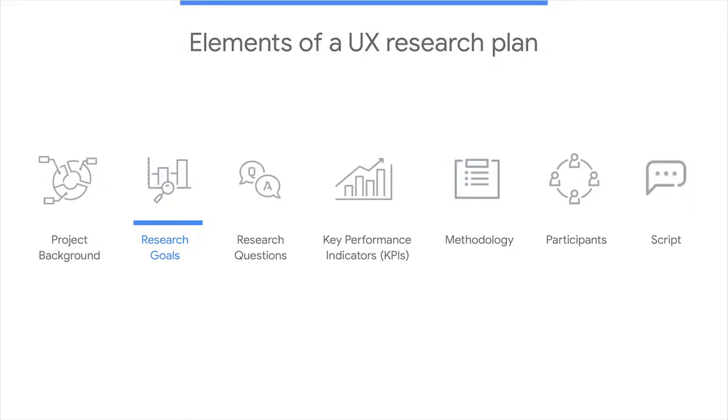Now, let's move on to the second element of a research plan: research goals. This element might also be called research objectives. Research goals state the specific ideas that you want to learn from the research, or what you would like the outcomes of the research to be. Research goals help you understand what is the bigger picture of doing this research. And that's why identifying your research goals is so important. Essentially, they drive the entire study.